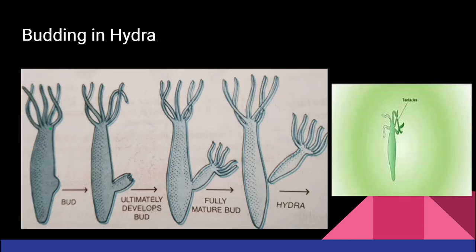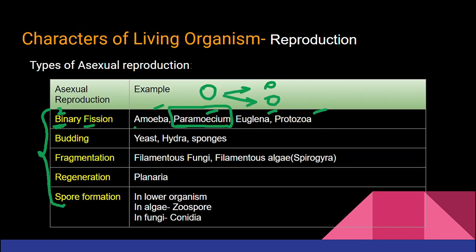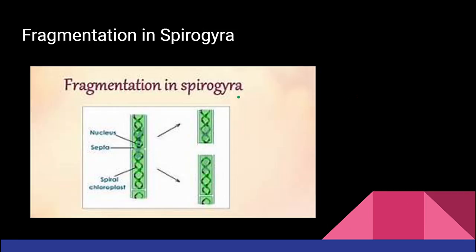Second is your hydra. You can see this is the hydra and this is the bud, which is an outgrowth. Okay, the bud is an outgrowth. It is growing and once it becomes mature, it detaches from the parent and grows into a new hydra, right? That is an example of budding. Yeast, hydra and sponges. Let's talk about fragmentation. Fragmentation means what, class? Breaking up. Let's go with an example.